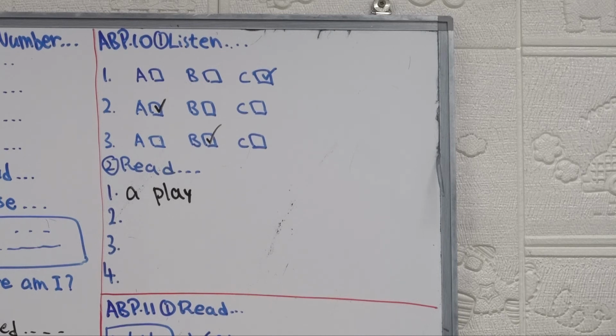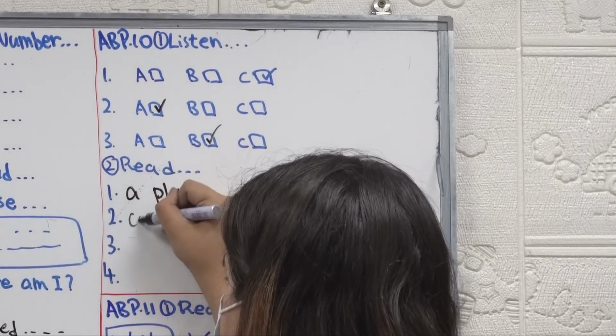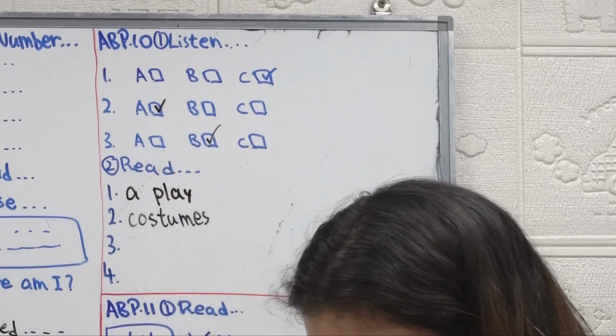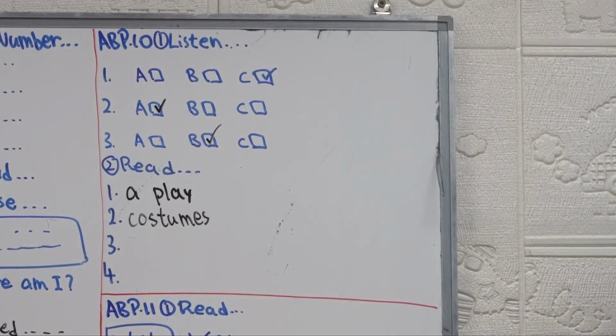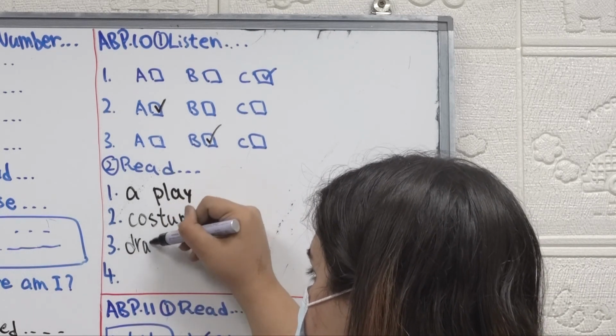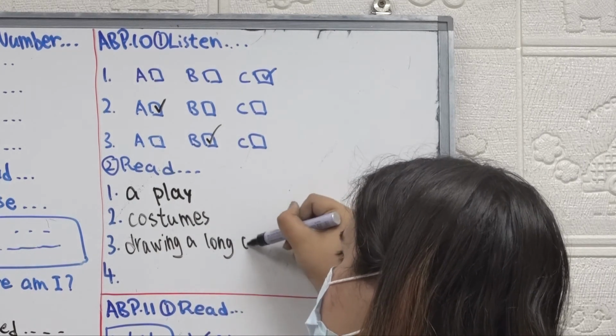Today they are drawing pictures of costumes to wear. That should be costumes. Yes, they are drawing pictures of costumes. Number 3, Lucy is drawing a long coat, right? Drawing a long coat and a hat.